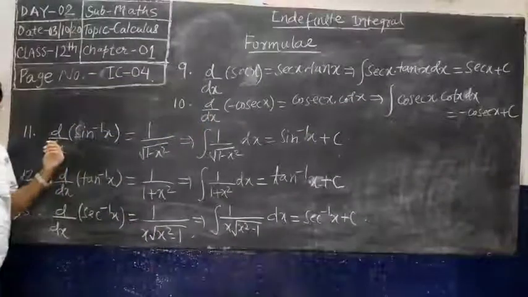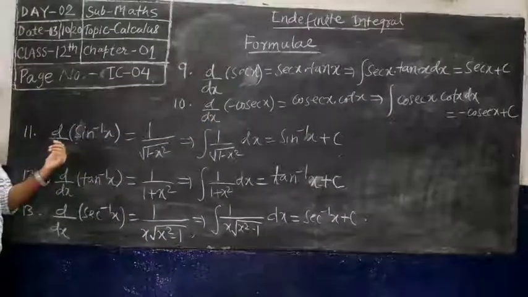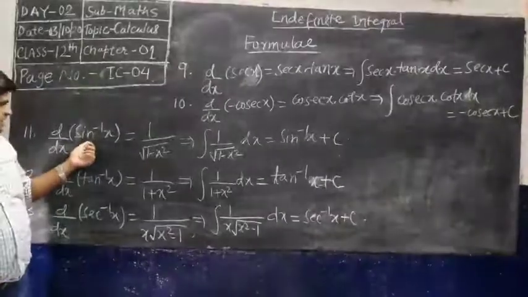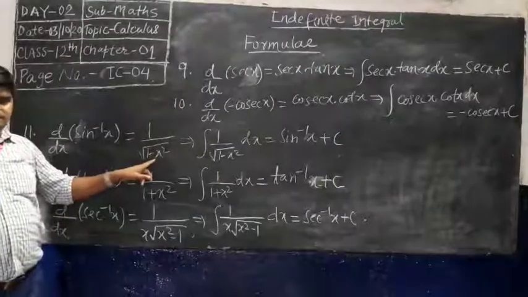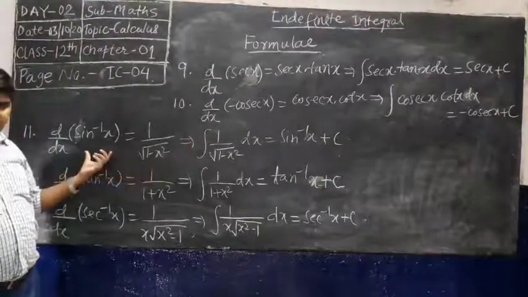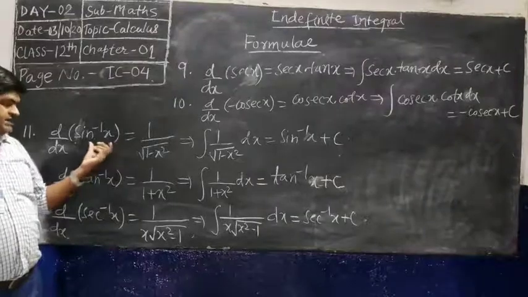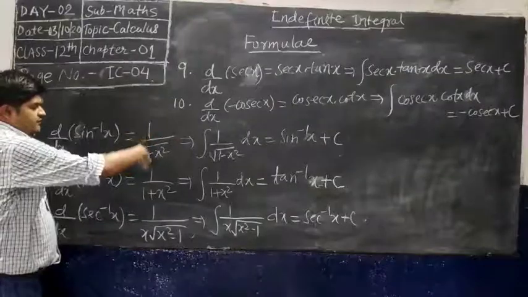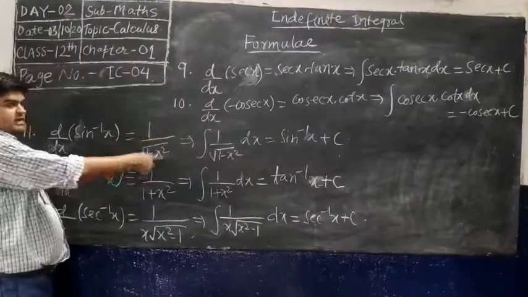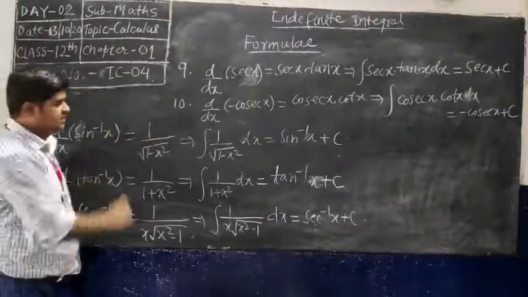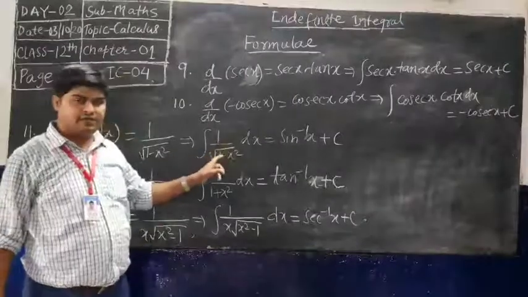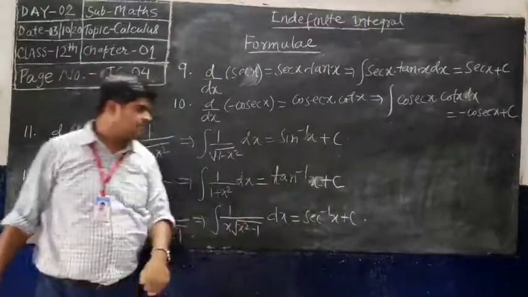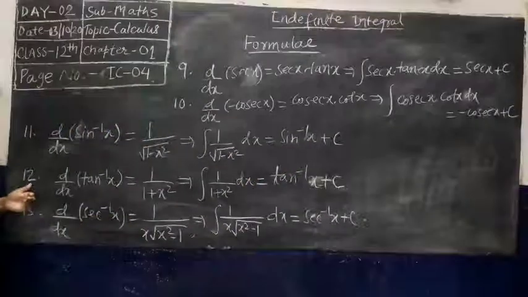Formula number 11. This is fully based on inverse trigonometric functions. The derivative of sine inverse x is equal to 1 by under root 1 minus x square. You have already derived this in class 11. So we can say that the integration of 1 by under root 1 minus x square dx is equal to sine inverse x plus constant term.